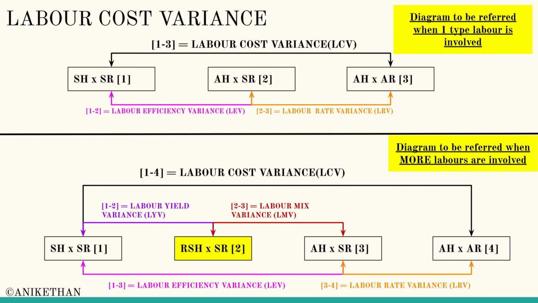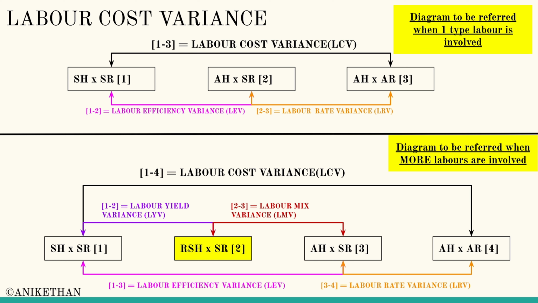In the first step, you have to make standard tables: SHSR, this is called 1, and AHAR, this is called 3, and in between AHSR, where H is hours, R is rate, S is standard, A is actual. The difference of 1 minus 3 gives us labor cost variance. This is the overall variance. 2 minus 3 gives rate variance. 1 minus 2 gives us efficiency variance. This is very similar to material cost variance.